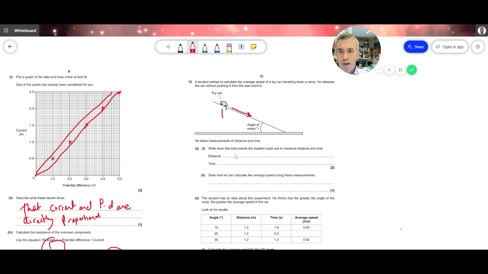He takes measurements of distance and time. Write down the instruments. The distance, he could use a meter ruler or tape measure. And for time, you could use a timer or a stopwatch. How can you calculate the average speed? The average speed is just distance divided by time. Easy peasy.